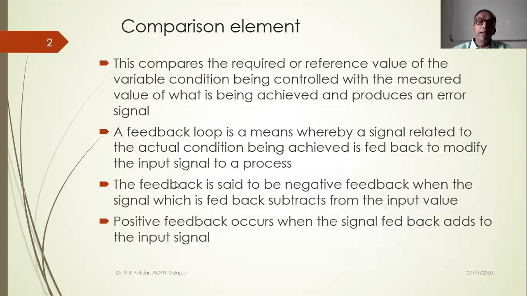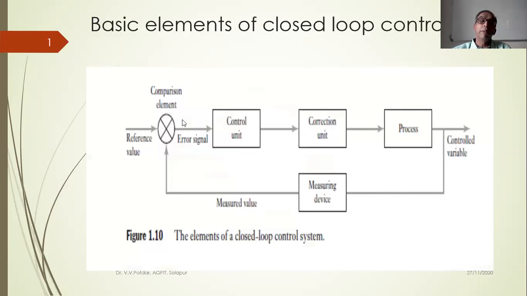The feedback is said to be negative feedback when the signal which is fed back subtracts from the input value, and positive feedback occurs when the signal fed back adds to the input signal. If it adds to the input signal, it is called positive feedback. If it subtracts from the input signal, it is called negative feedback. So this is what is called a comparison element. See, this is the first element.